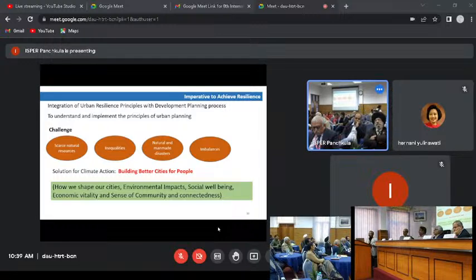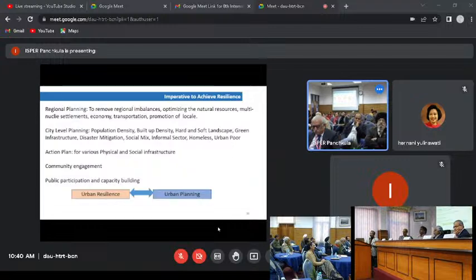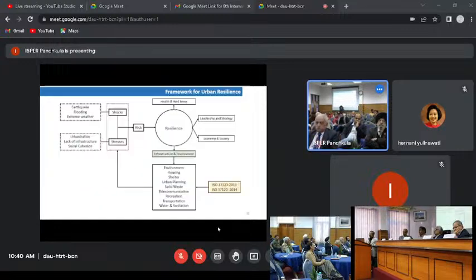And the solution we are looking for is building better cities for people. So how do we shape our cities to respond to different kinds of environmental impacts, to achieve social well-being and economic viability, and, most important, to have a sense of community and connectedness. This can be done at the regional planning level and city planning level, while preparing the different action plans.